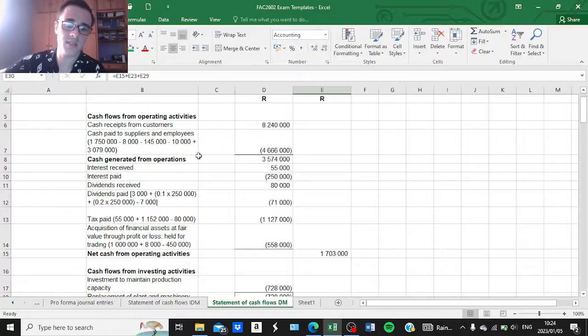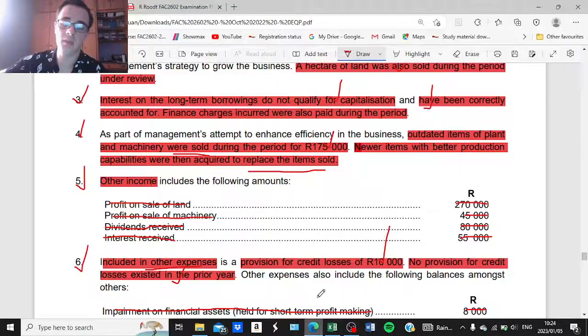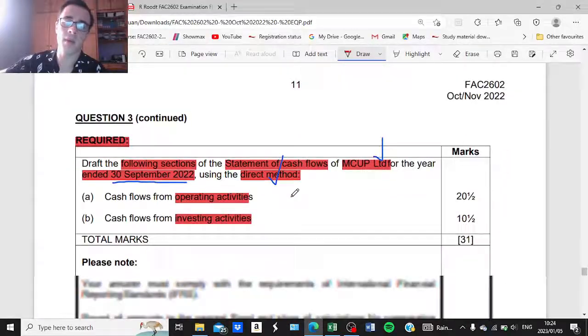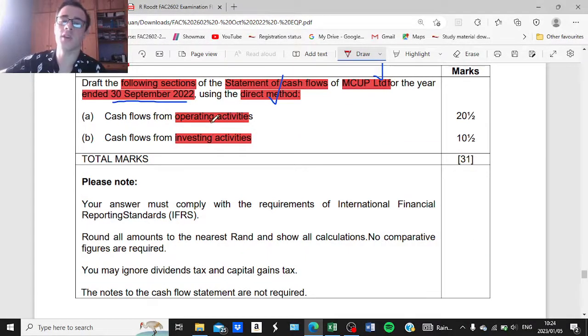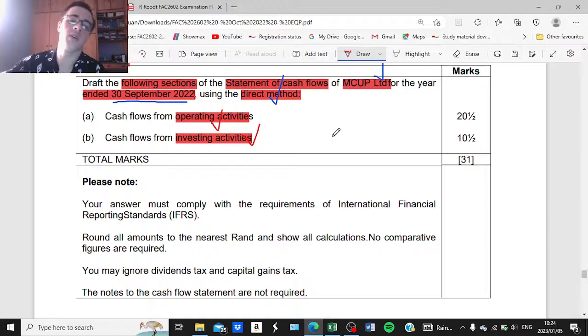So this is a statement of cash flows question using the direct method. Please once again keep in mind that in the examination you only draft the sections that are asked in that question. You do not need to draft the entire statement of cash flows because otherwise you will not finish in time.